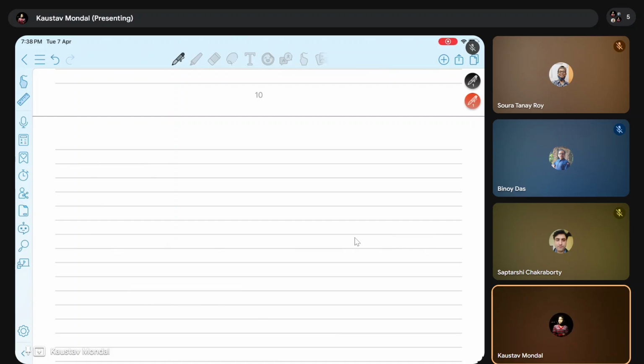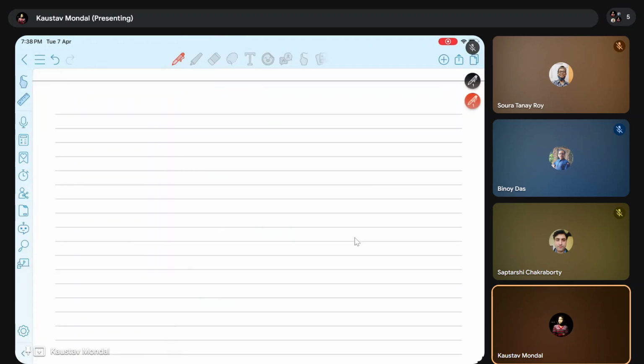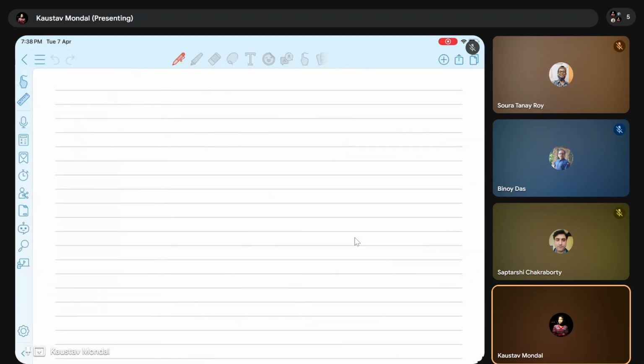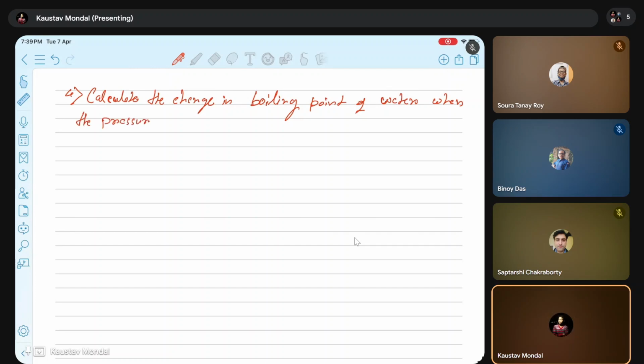Question 4. Calculate the change in boiling point of water when the pressure is increased from 1 atm to 2 atm. Similar type of problem.